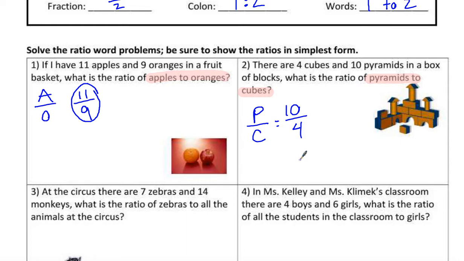Are they even? Yes. So I can just simplify by 2. 10 divided by 2 is 5. 4 divided by 2 is 2. They're no longer even. They don't end in 5 or 0. Well, the numerator does, but the bottom has to at the same time. They don't end in 0. They're not doubles, and they don't divide by 3. So there's your ratio, 5 to 2.